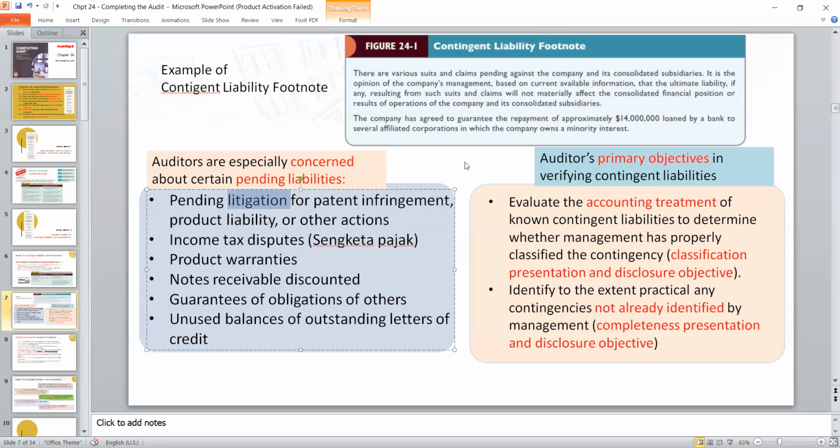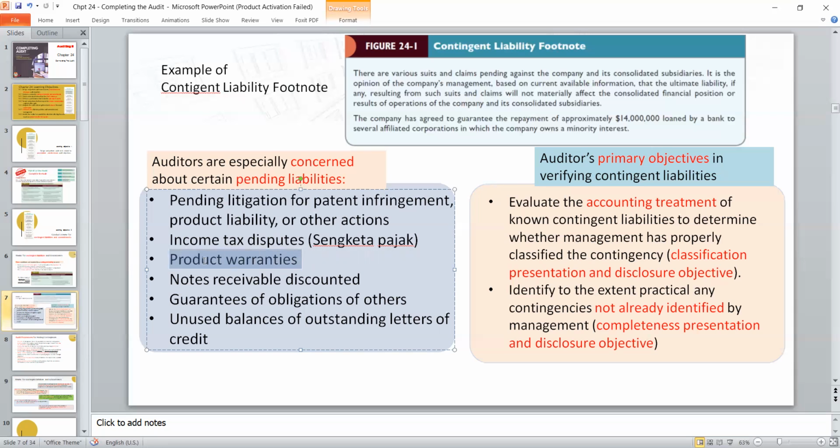This has a potential for litigation. Related to litigation, hukum, and it can become like bisa di sidang pengadilan perdata, for this kind of matters. And the others are about tax disputes, sengketa pajak. And product warranties, maybe some people claim the warranties, and of course you need to pay the money because of the product warranties.